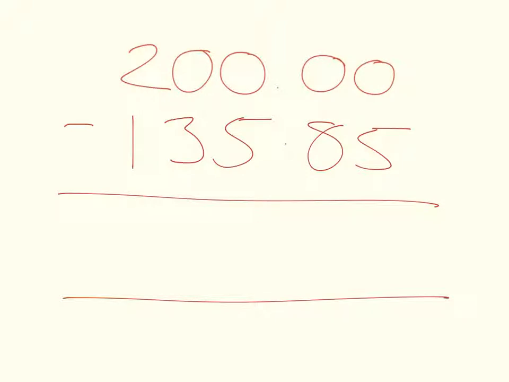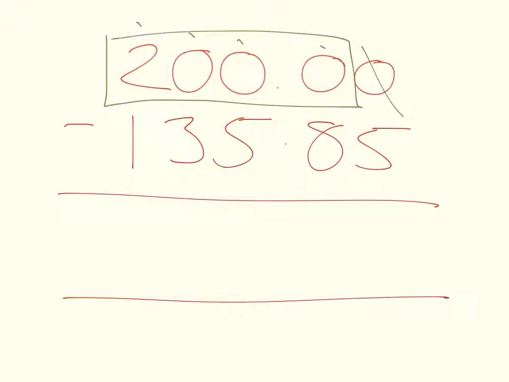The first thing we look at is this top one, the one on the right here, 0 minus 5. You can't do 0 minus 5, so we need to do some trading. So we're going to cross out this number here. We can't borrow from this side here, because you can't borrow from 0. You can borrow from 2. So what you do is you box this up, like that. So instead of saying I'm going to borrow from this side over here, we're going to borrow from the whole thing.